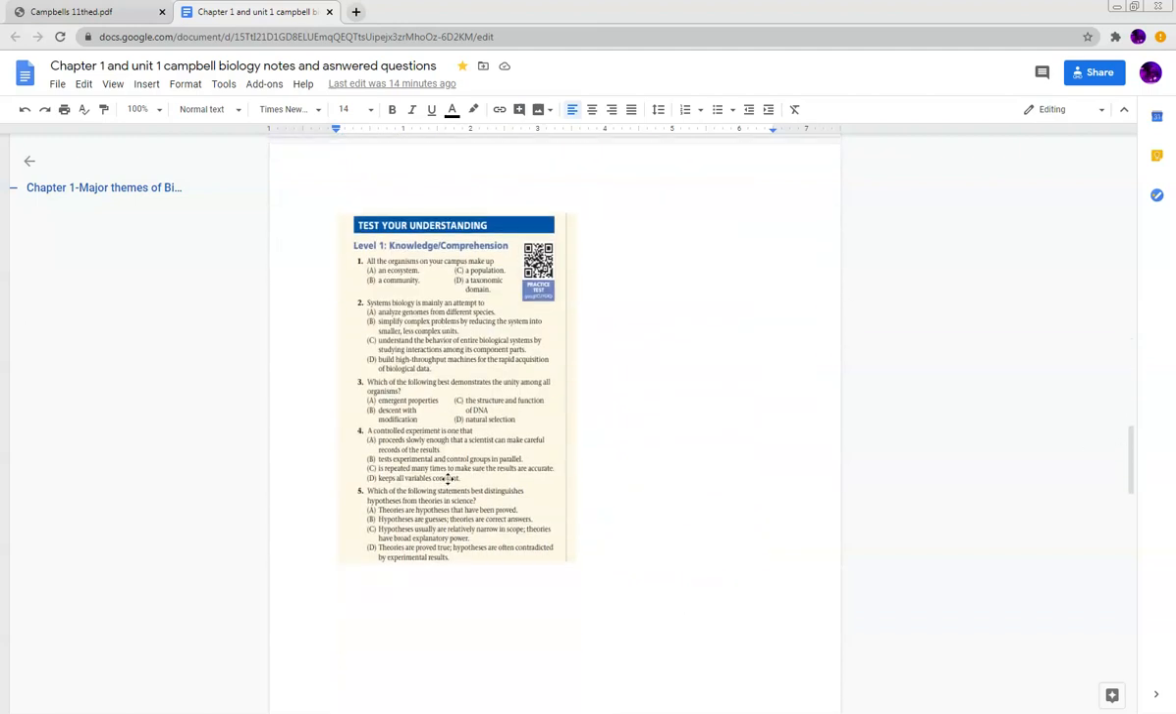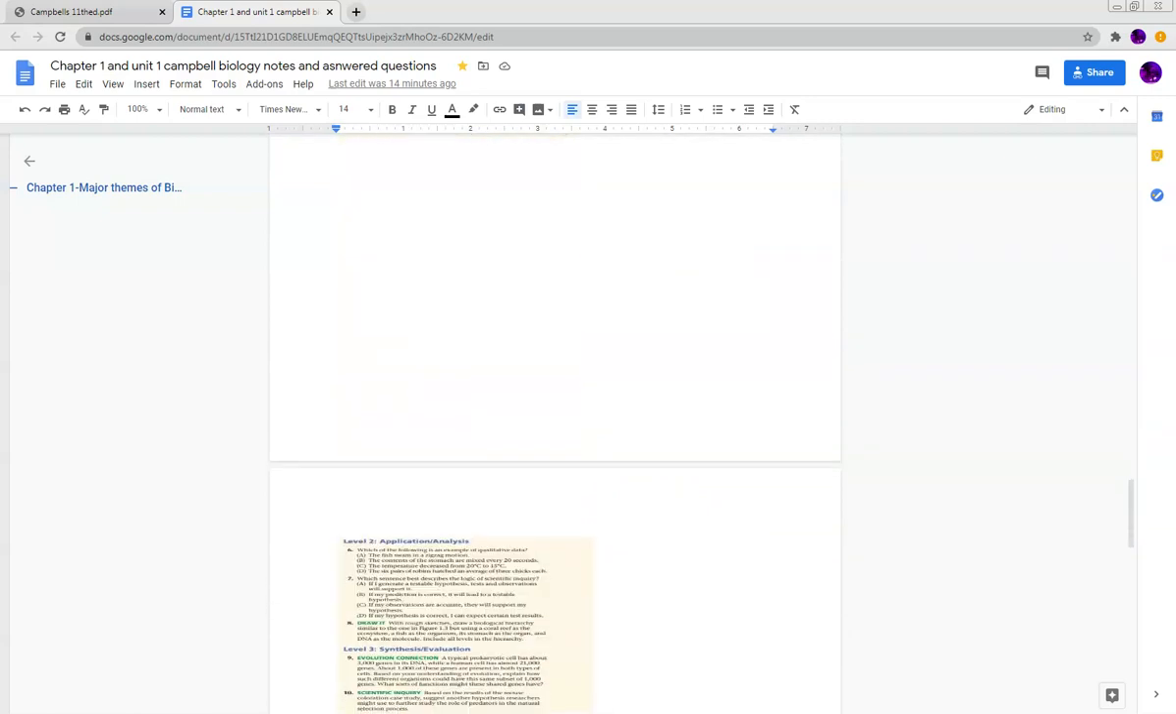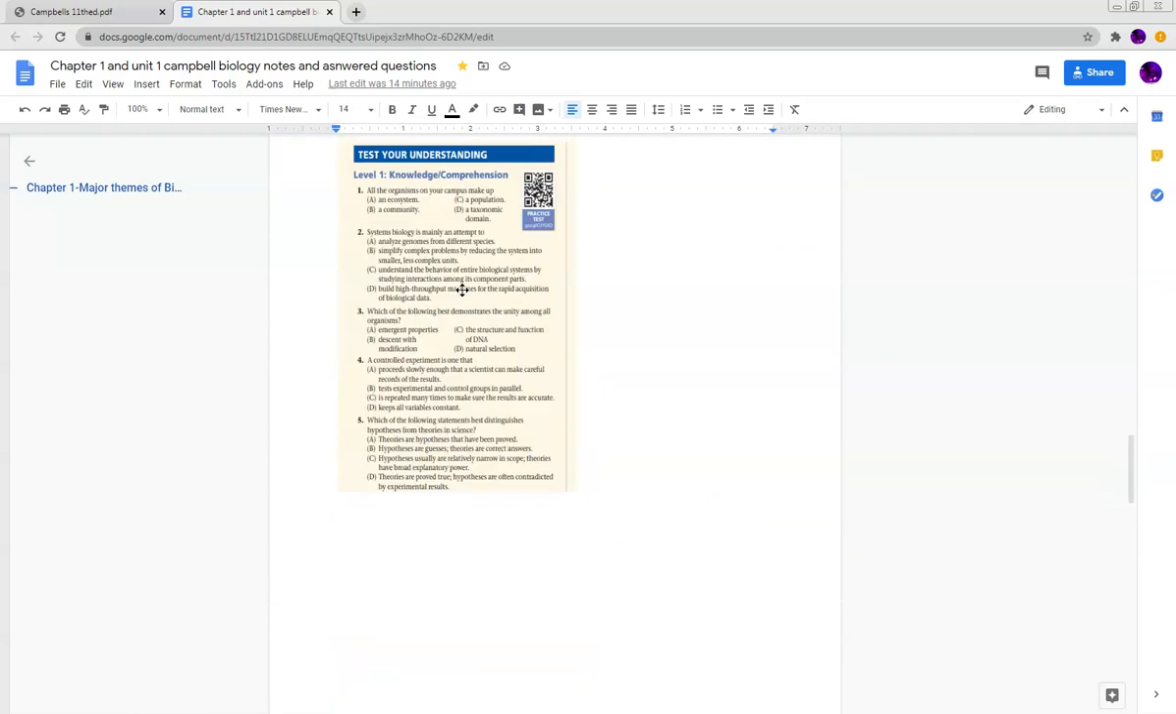And these are questions. So all organisms on your own campus make up a community. Pretty simple. You can test your understanding. And then systems biology is understanding the behavior of the entire biological system among its components.